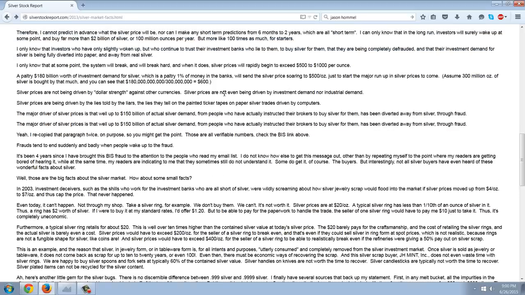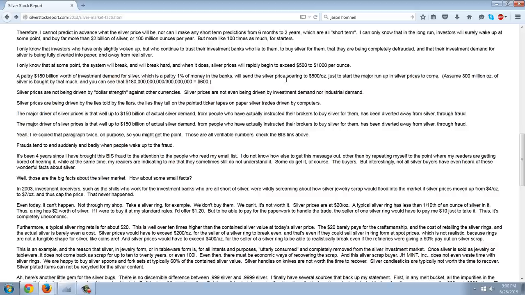A paltry $180 billion worth of investment demand for silver, which is a paltry 1% of money in the banks, will send silver prices soaring to $500 an ounce just to start the major run-up in silver prices to come. Assume 300 million ounces of silver is bought by that much, and you can see that 180 billion divided by 300 million is $600.